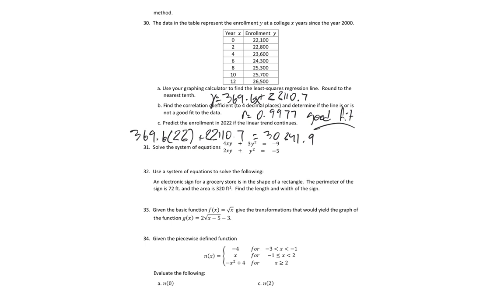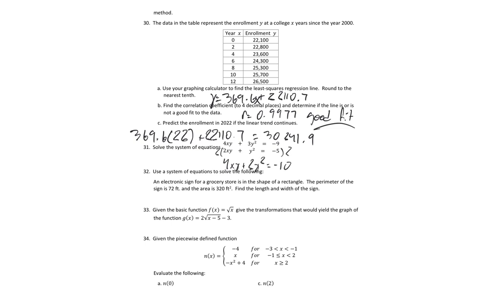Alright, now we have to solve the system of equations. There's a couple different methods you could use, but I think we might get a little farther if we go about the substitution method. You could also do elimination. What I'm going to do is multiply the bottom equation by 2 on each side. Then I have 4xy plus 2y squared equals negative 10.